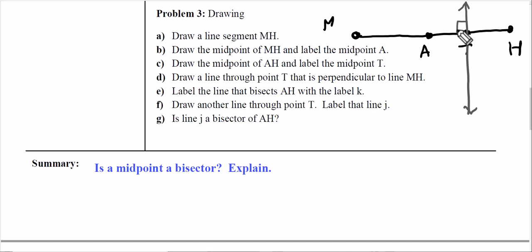Now, we haven't talked about perpendicular officially yet, but you are aware that they form a right angle. There's my right angle right there. And we're supposed to label that. That's going to be line K. So don't put any points on this line. Just call it lowercase k.